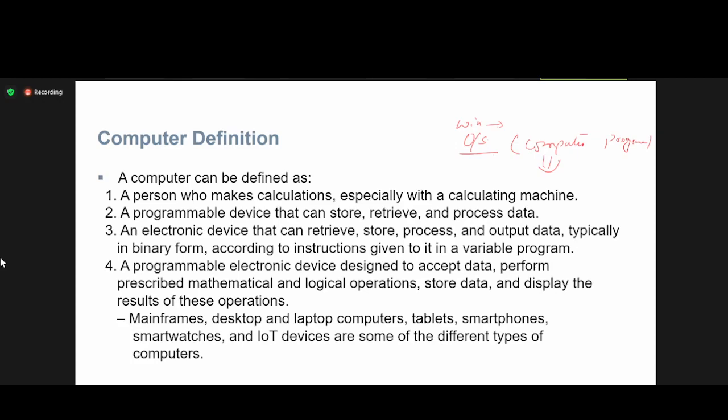So a computer is a programmable device that can store, retrieve, and process data. Store, retrieve, and process data, right? Those are the three main jobs of the computer, correct? So it's an electronic device that can do all three main tasks and also output the data.